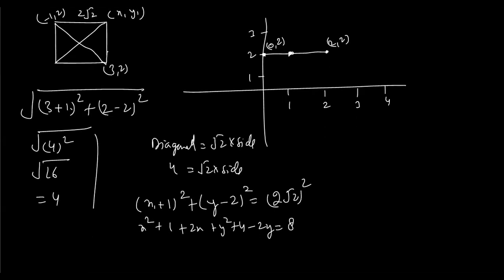In a similar way, you have to calculate the distance and make another equation by this one. Then you have to equate these two, and when you are able to equate, you will be able to get the value of x and y. Got it?